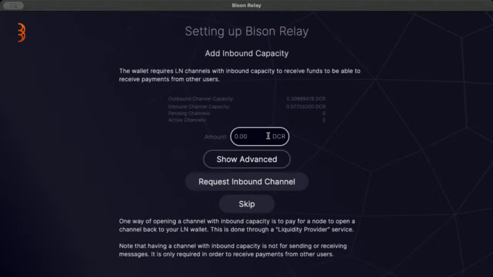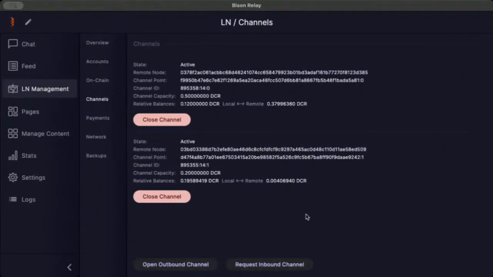0.2 is more than you'll need for a long time to come. And once it drains out, all you do is just close it, reopen it again. Okay. So once you've set that bit up, you just press request inbound, let it sell, free confirmations, and that's it. Hopefully that helps.